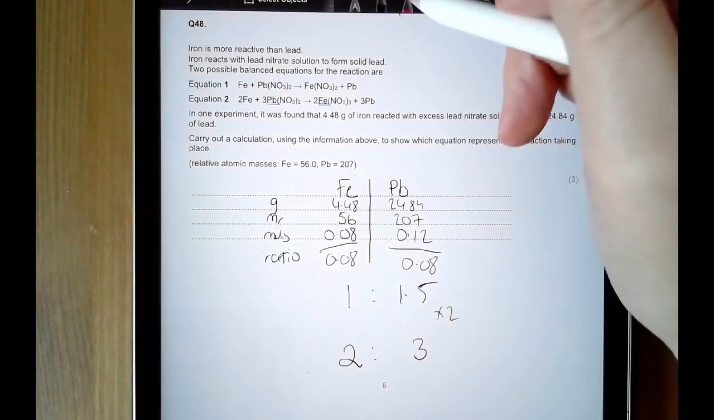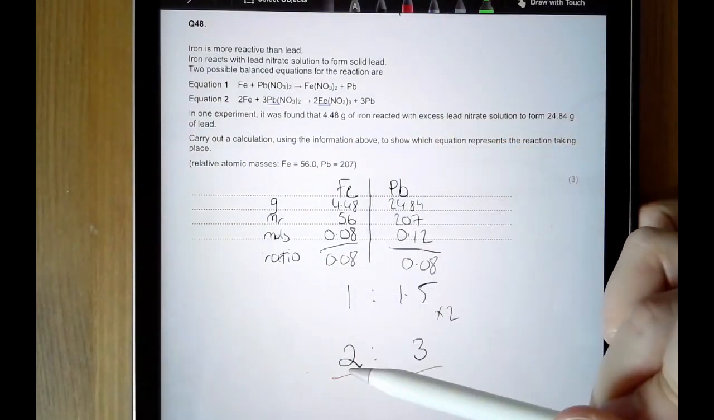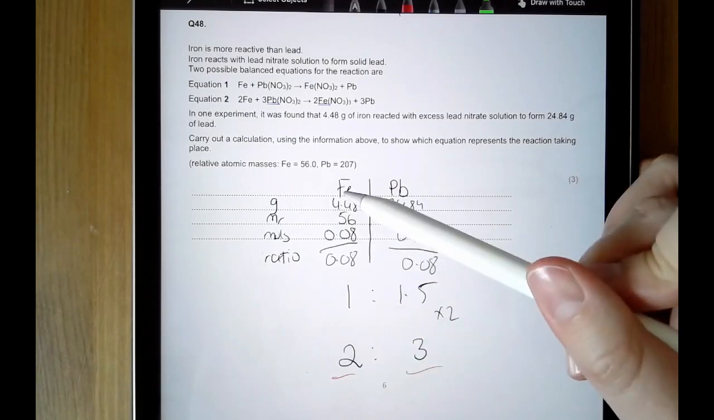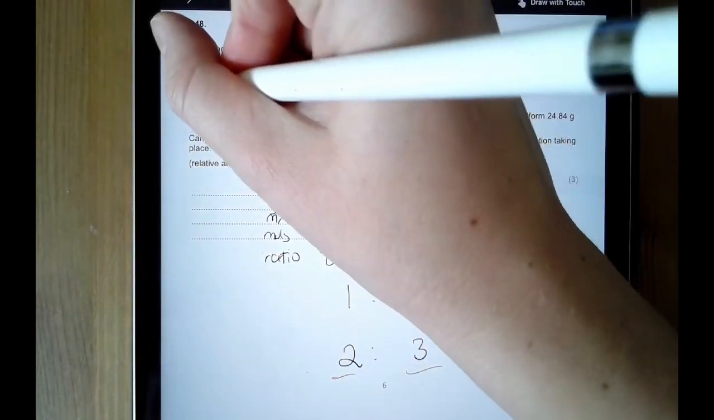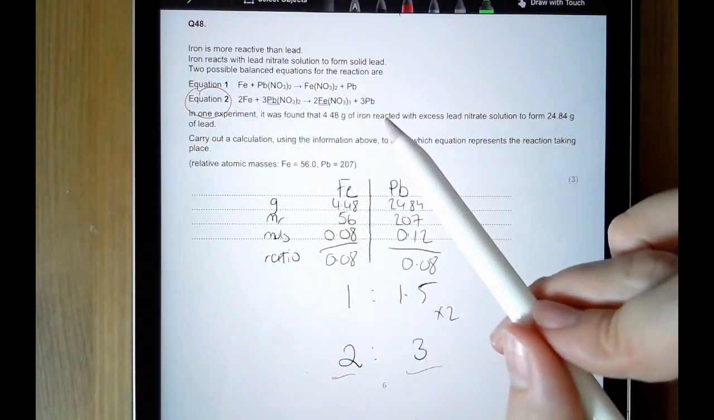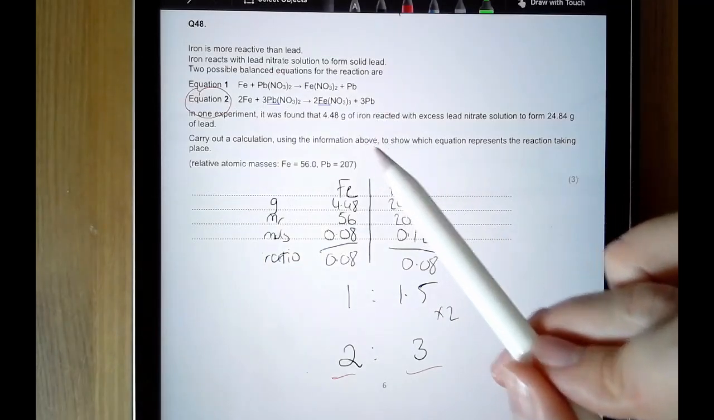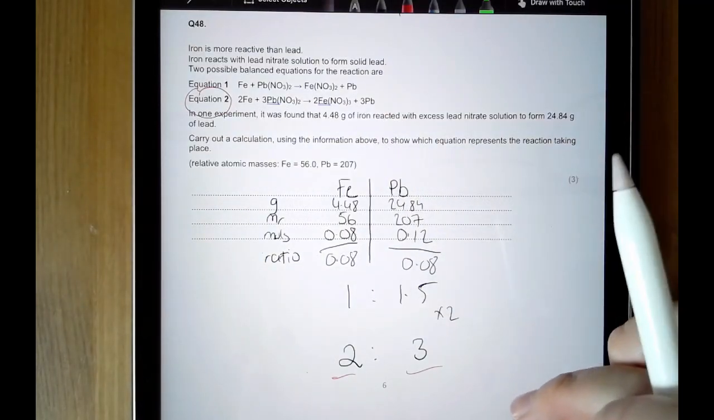So now that I've got these two numbers, I need to look at my balanced equation. And ideally, I want a balanced equation that has a 2 in front of the Fe and a 3 in front of the Pb. And if I come here and look at equation 2, I can see that I've got that. A 2 in front of the Fe, a 3 in front of the Pb. So I'm showing that equation 2 is the correct equation for this process.